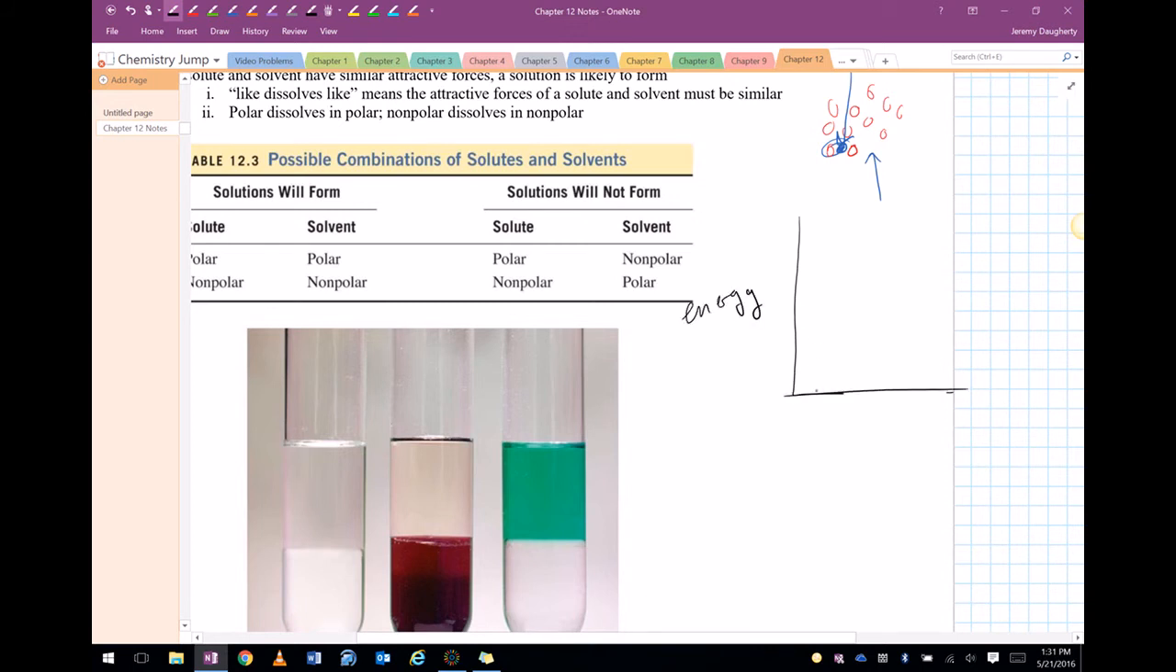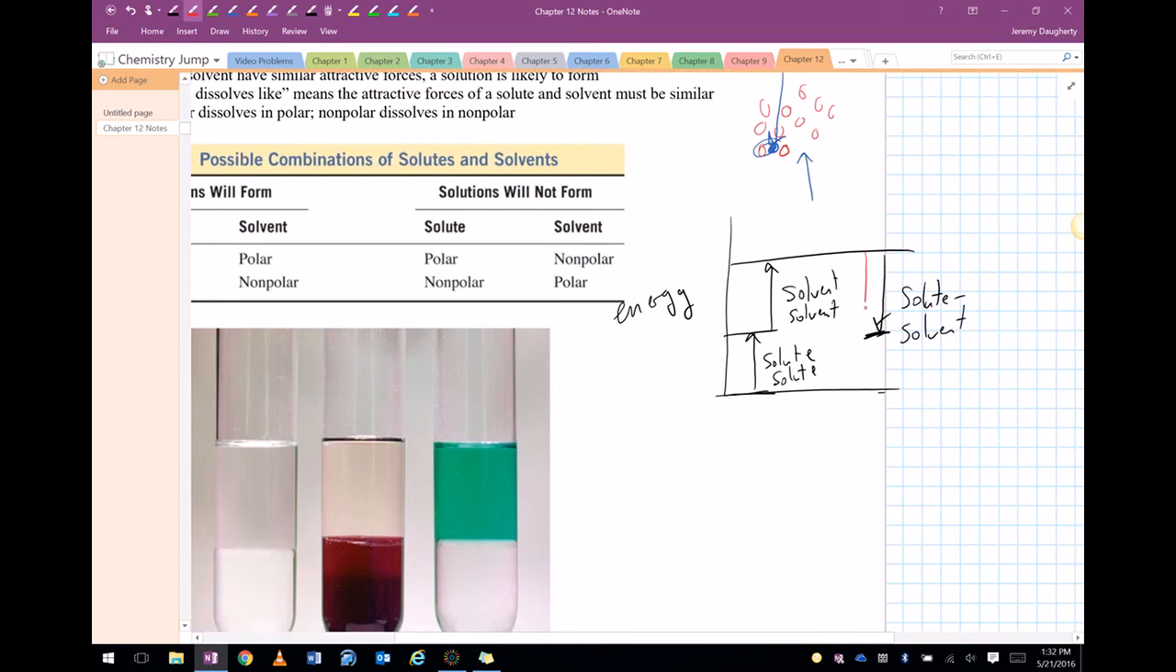Here's the solute-solute. It takes energy to break the solute-solute attraction to get it to spread apart. It takes energy to break the solvent-solvent attraction. And finally, the solute-solvent attraction is going to release energy. If it releases just a little bit of energy like what we're seeing here, then more than likely a solution won't form. If it releases a lot of energy, to where it's exothermic, then more than likely our solution will form.